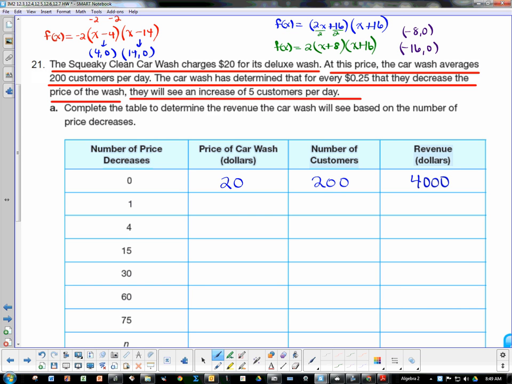Now let's start going through this process of reducing the price. We're going to reduce the price once, but we're going to reduce it by how much? 25 cents. So what's this going to be now? 19.75. Yes, very good. Now it says if we reduce that price, we're going to increase the number of customers by 5. So this is going to be 205. When you multiply those two together, you're going to get 4,048.75.